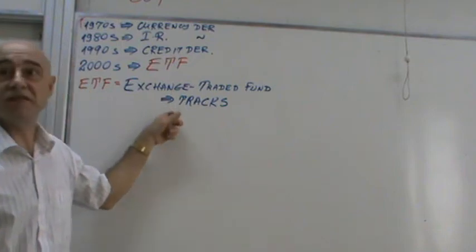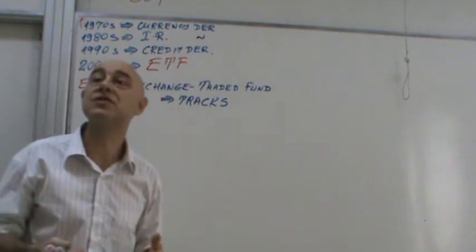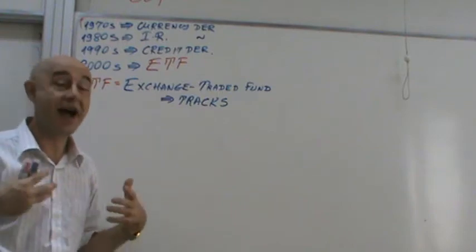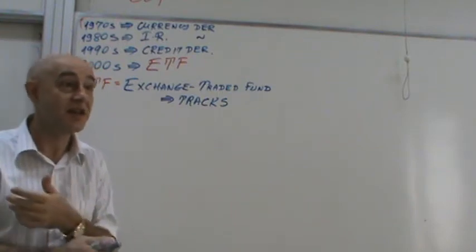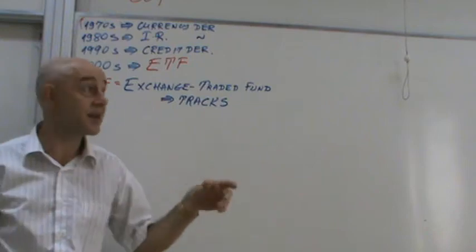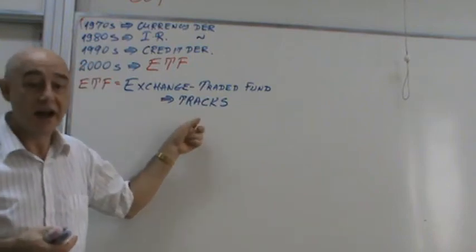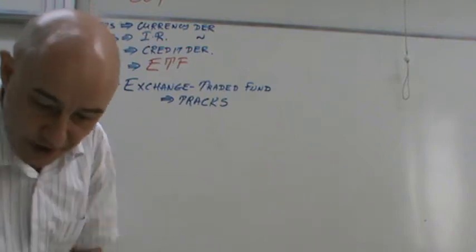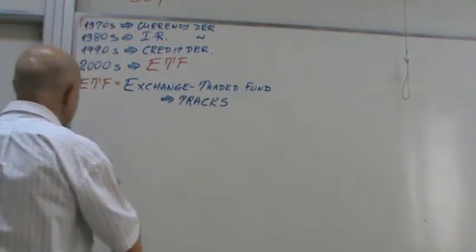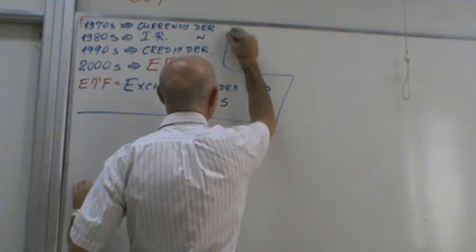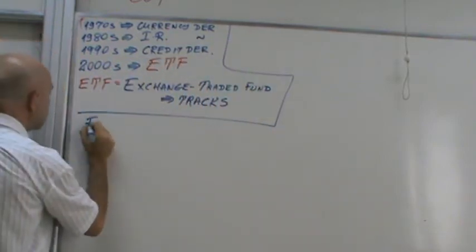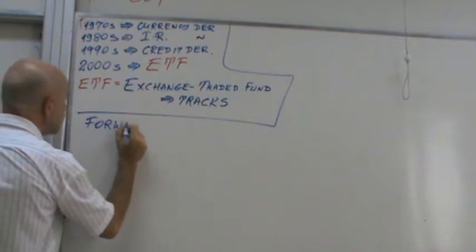Just like all of these investors thought that houses are extremely safe until they realize that the housing market can crash and that everybody can lose a lot of money in housing. So that's on ETFs. And now we get to forwards. So now we begin finally, after all of this introduction, is the first one, forward.